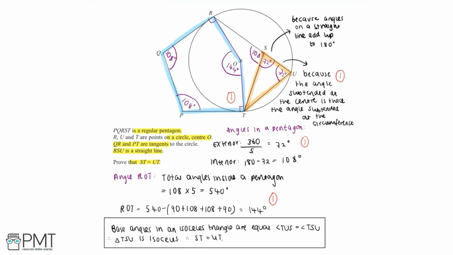And finally, that fifth mark is for a conclusive statement, saying that line ST is equal to line UT. We said that ST equals UT because base angles in an isosceles triangle are equal. This means that triangle TSU is isosceles, and so line ST is equal to line UT, allowing us to get the fifth and final mark needed to get full marks in this question.